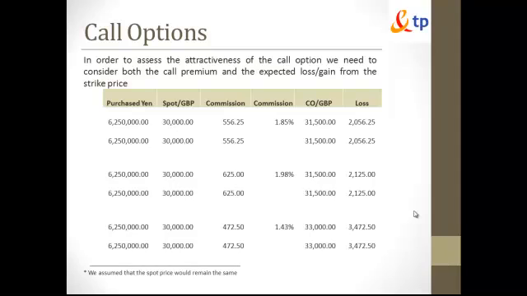We basically just add up how much the differential between the spot price and the call option price. And so when we look at the difference between these two, it's 30,000 against 31,500. We're gonna look at a loss of 2,056, and this is obviously adding the commission.